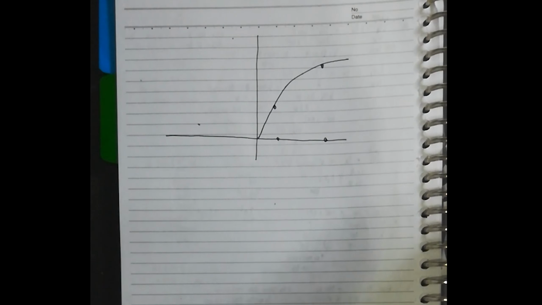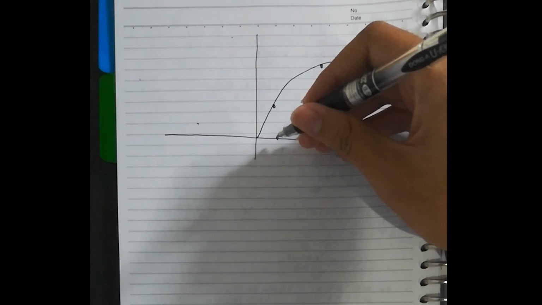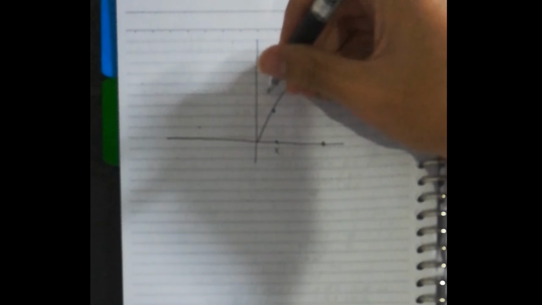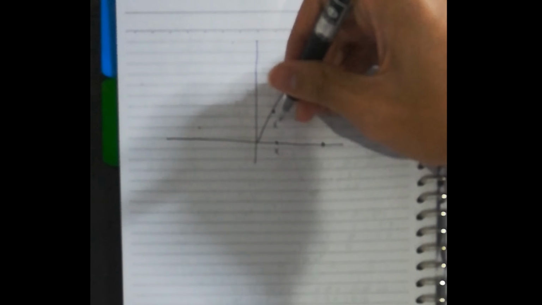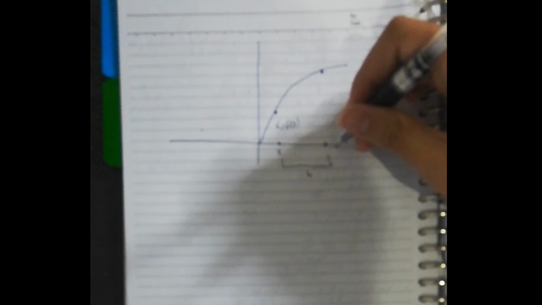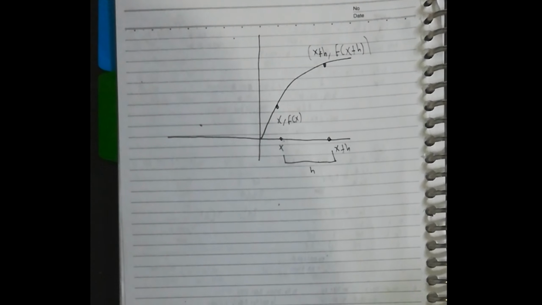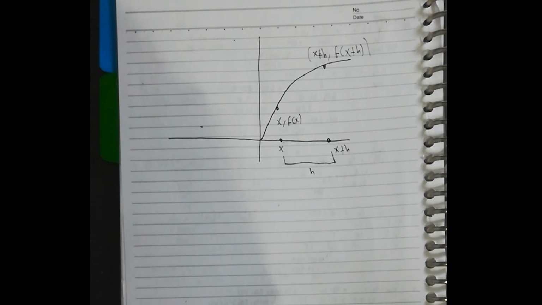This is a curve, and to find the derivative we need 2 points. So if this is x, the point here will be x comma f(x), and as you can see there's a distance here, so this point will be x plus h comma f(x plus h). This is the second point. So how do we find the derivative, or the instantaneous rate of change?